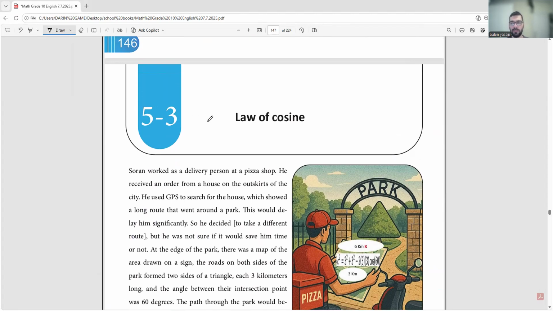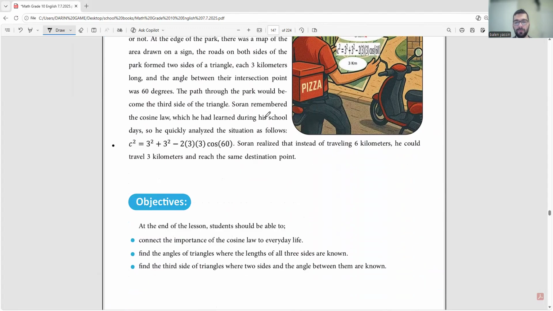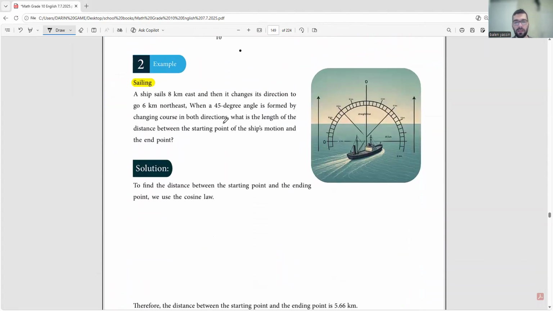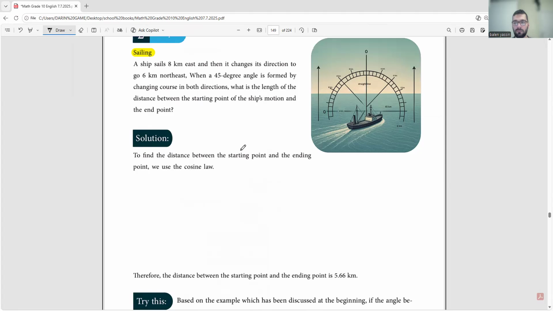This is a grade 10 math book, the new curriculum. In chapter 5, section 3, there is a section called law of cosine. In example 2 in the book, they solve it in a way I think is false. It's not mathematically false, but the representation of the example itself is false.